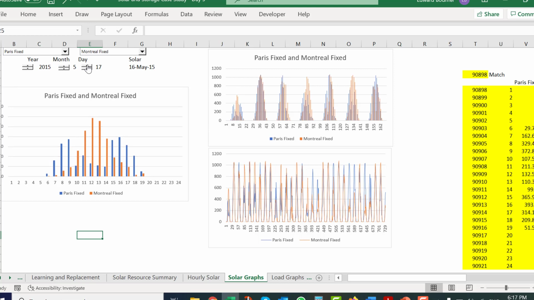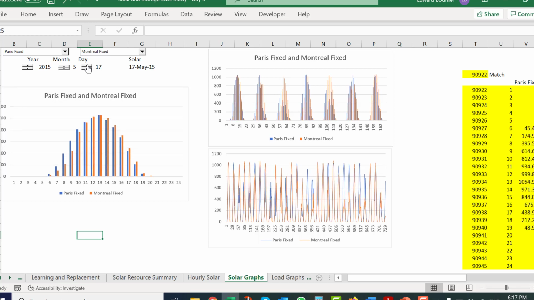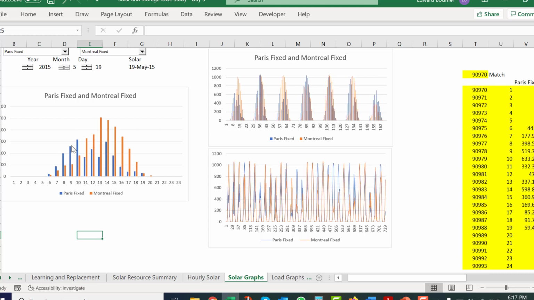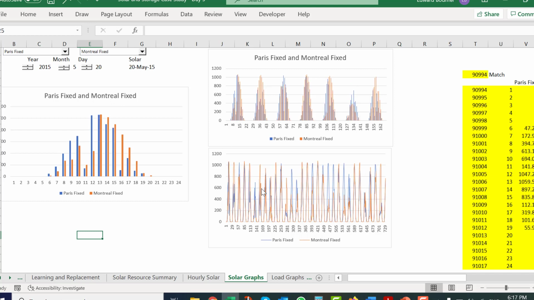Now, in this last class, we did almost the same kind of thing. Why did both Montreal and Paris have exactly the same sunlight on a nice day? And here it changed. And then it changes day by day. It's not very predictable. We have to have some backup.